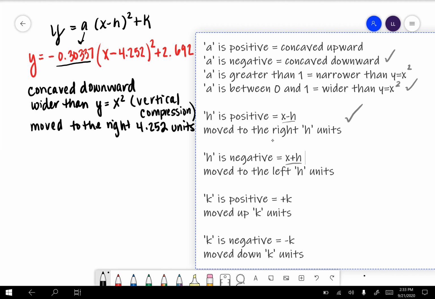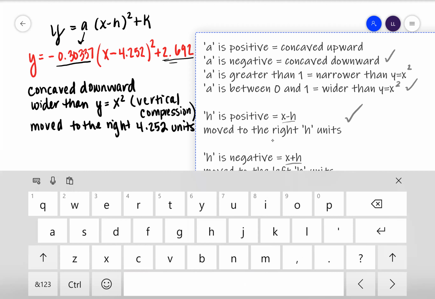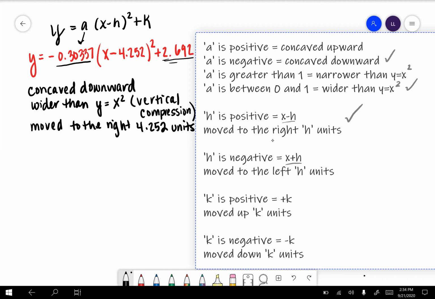All right, next and finally, k. k can be positive or negative. If k is positive, then it moved up. If k is negative, then it moved down. Here, my k is positive. Therefore, it moved up. So, check. Moved up k units. k would be 2.692 units.